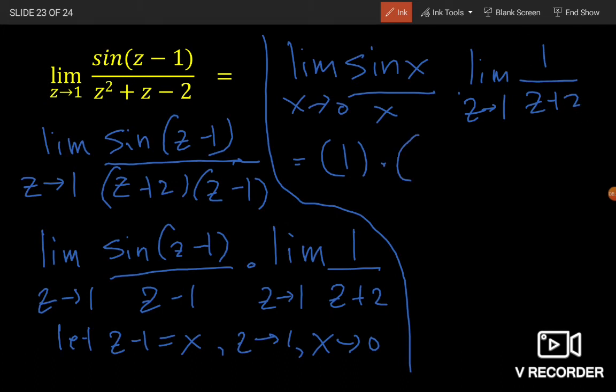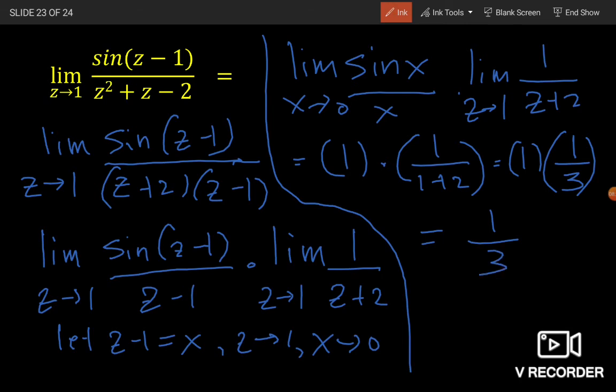I substitute now 1 over z plus 2, where z is equal to 1: 1 plus 2. This is equal to 1 multiplied by 1 over 3. 1 times 1 over 3 is equal to 1/3. So our final answer is 1/3.